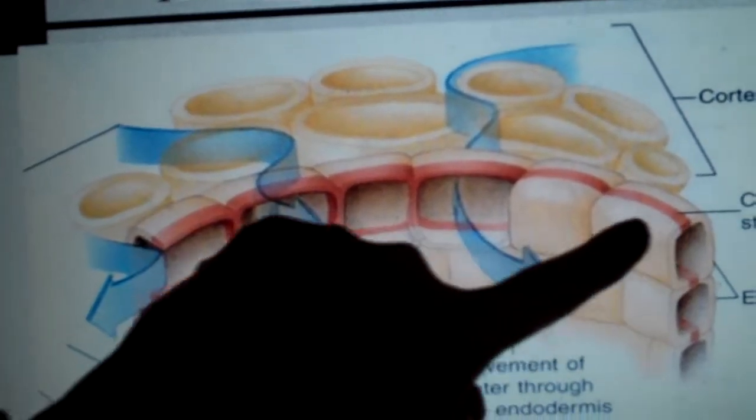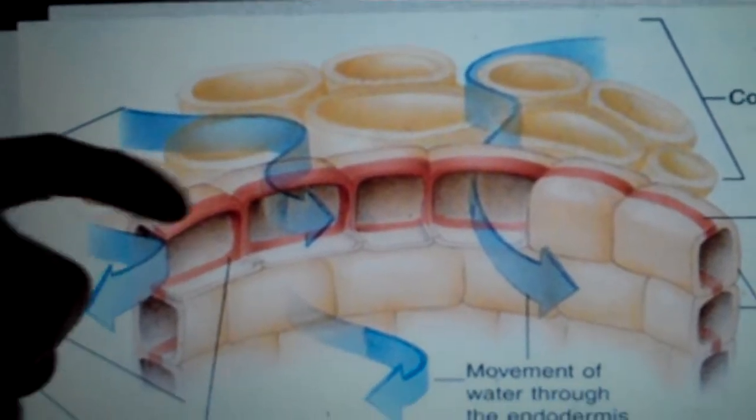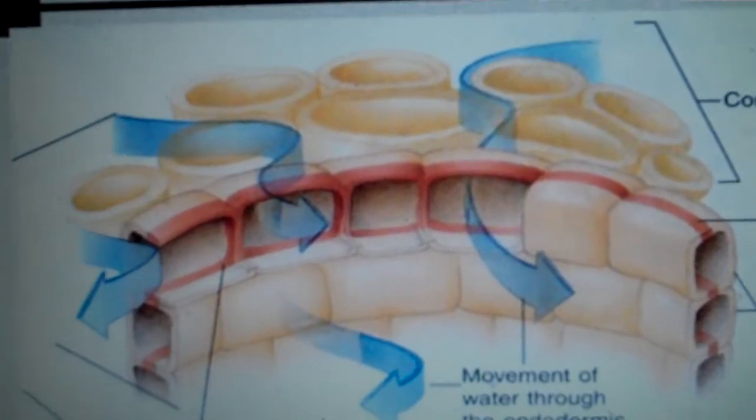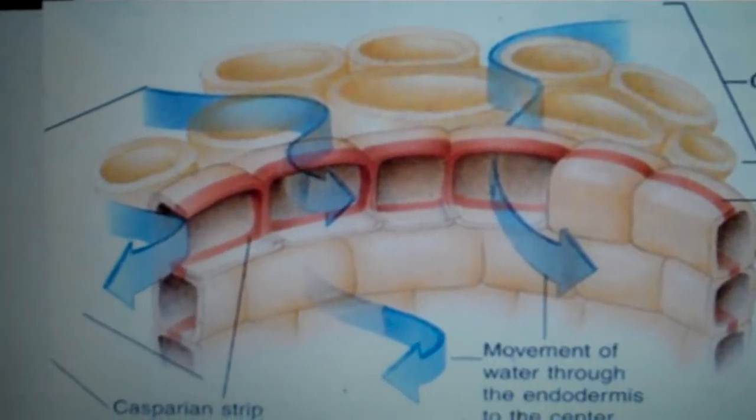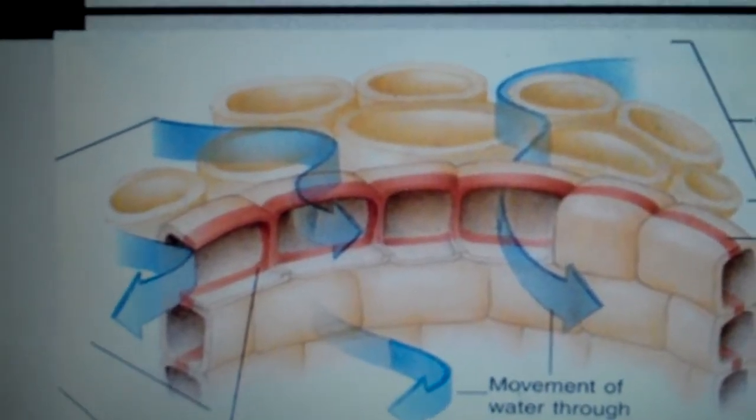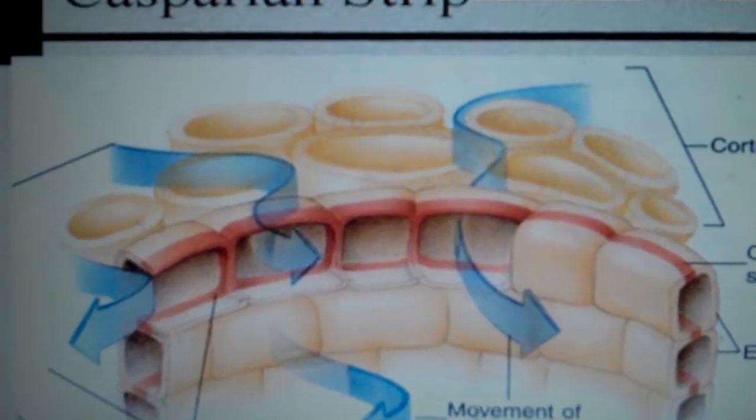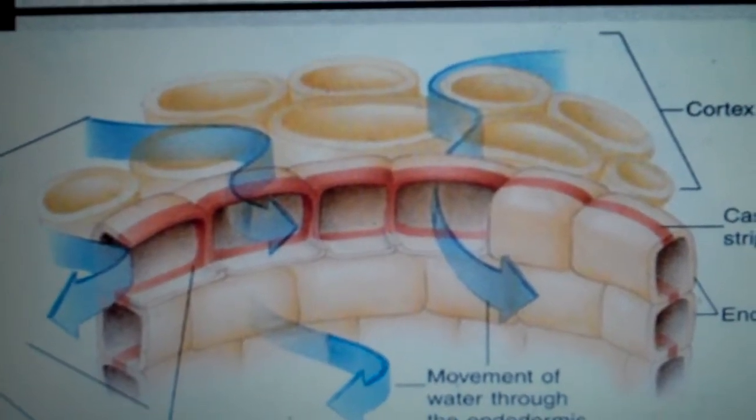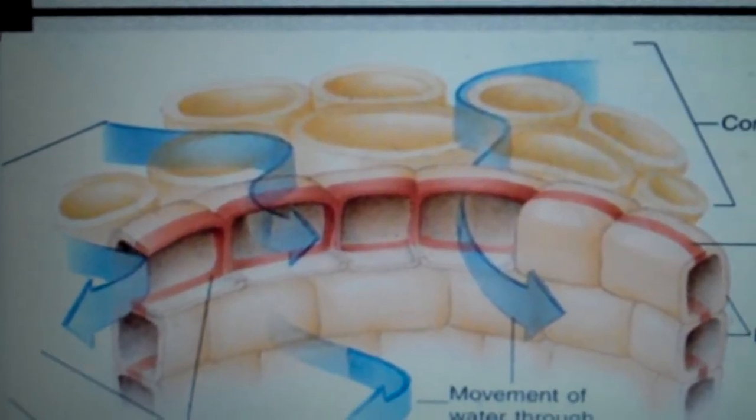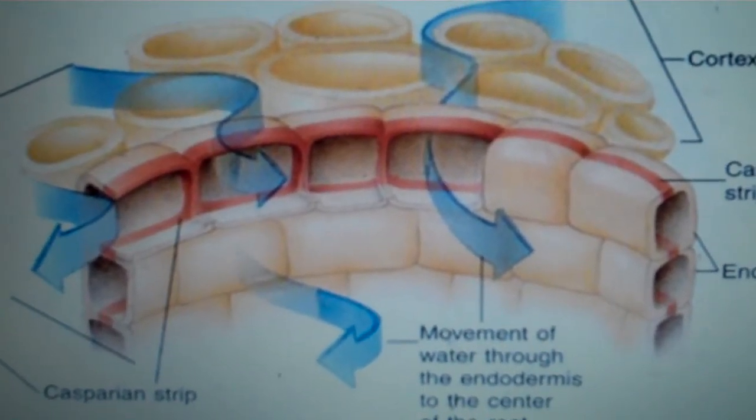Now this Casparian strip is waterproofed, and so it forces the water to go through the cytoplasm of the cell, and so in this way it can regulate how much water enters the vascular cylinder and ultimately the xylem and the phloem. And then it also has very specific protein channels to let certain minerals through. So it's semi-permeable and functions in regulating which minerals and how much water enter into the vascular cylinder.